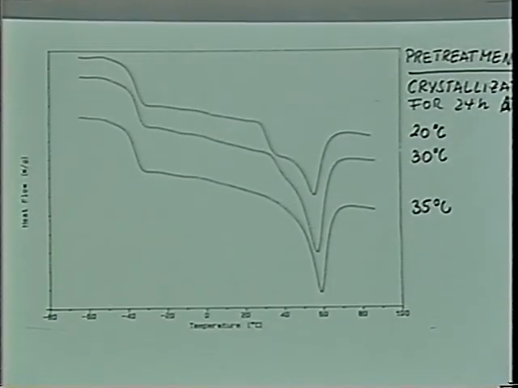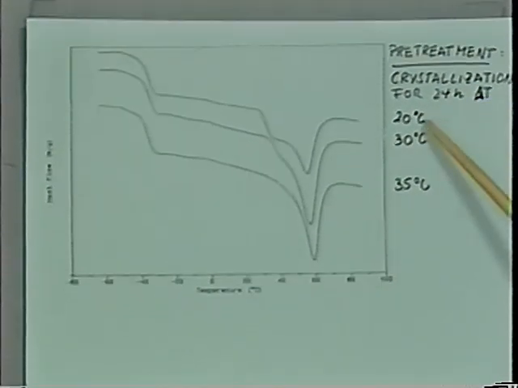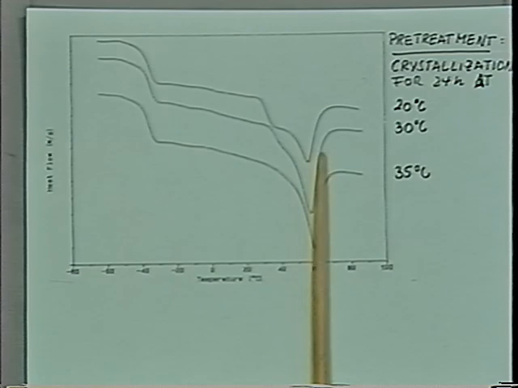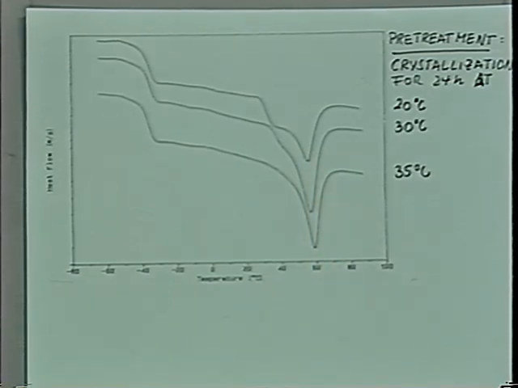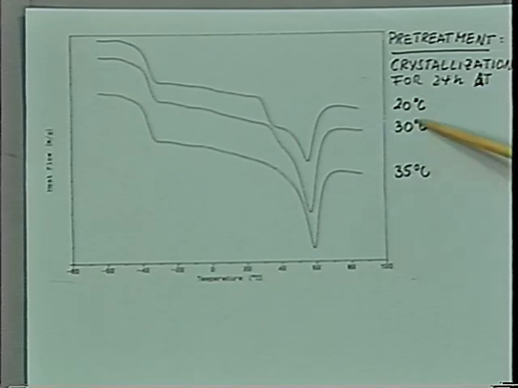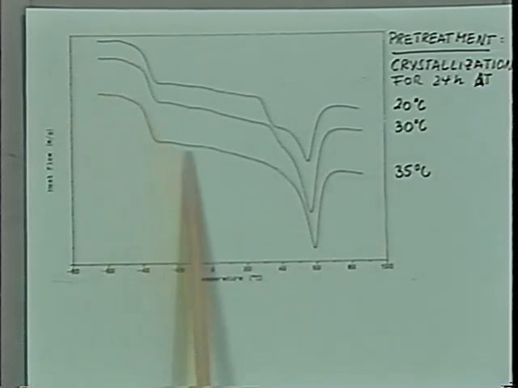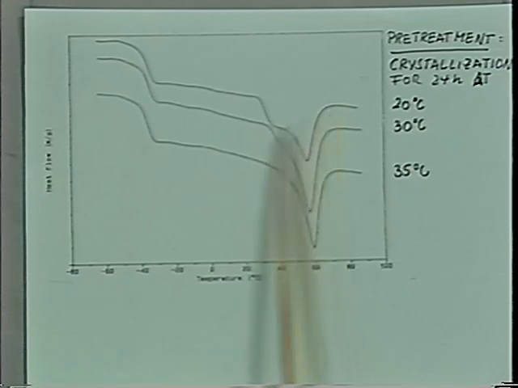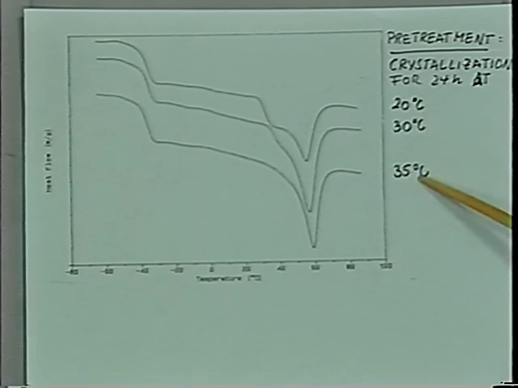crystallizing the sample for 24 hours at 20 degrees, 30 degrees, and 35 degrees now, the melting transition moves to higher temperatures. You're somehow producing crystals of higher order in this case, so you would expect a higher melting temperature. But also those crystals have been produced, and then during the DSC you're melting that crystal basically. So you're looking at the melting process in this case. So the general structure of the melting process is different when crystallizing at different temperatures.